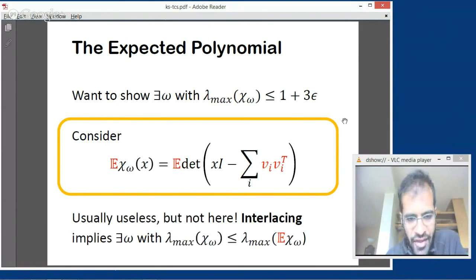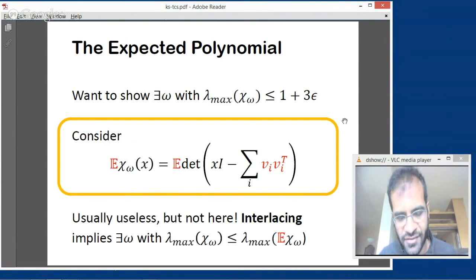Usually adding polynomials is sort of a useless thing to do. The expected characteristic polynomial of a random matrix usually doesn't have much to do with the matrices. But it turns out in this case, we'll be able to relate the behavior of the expected characteristic polynomial to particular polynomials in the family. These polynomials have special interlacing properties, which I'll tell you about in a moment, which imply that there must exist an omega so that the largest root of the characteristic polynomial at omega is at most the largest root of the expected characteristic polynomial. That's the main proof technique.